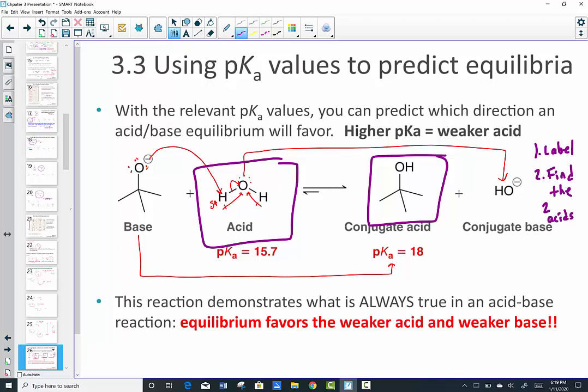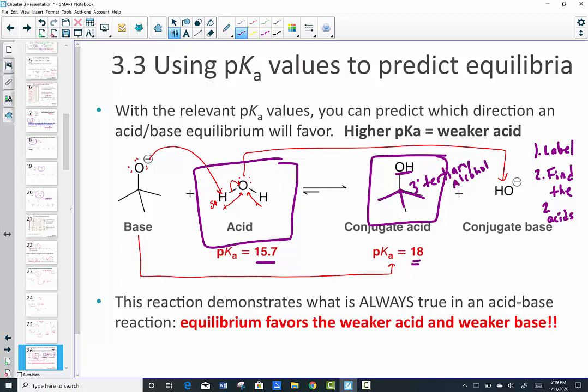And always, always, always, the equilibrium will favor the weaker side. The larger pKa indicates that this is the weaker acid compared to the one on the left. So you can see the equilibrium pushes or favors the right side of the dynamic equilibrium. The equilibrium will always favor the weaker acid and the weaker base.